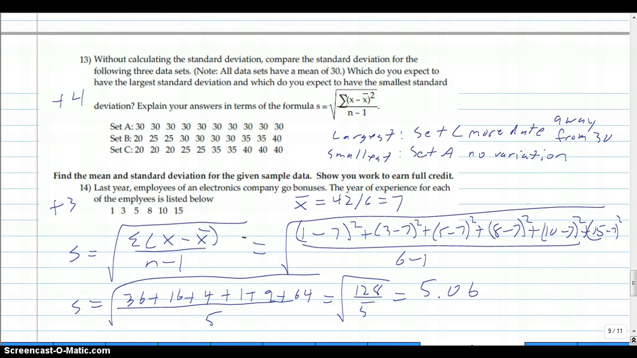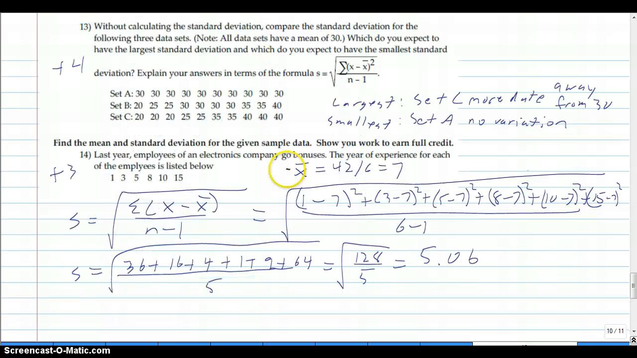13 was a little picky on this. I want to know what's the largest and the least variation. There's our standard deviation formula. If you look at set A, they're all the same, so there will be no variation. So yeah, if you said the least would be A, but you say why, you could say there's no variation, or the standard deviation would be 0. And then the most variation is going to be C, because on C here, we see that there's many more numbers that are farther away from the middle. So something that's more data away from 30, or more away from the average, that's going to cause more variation.